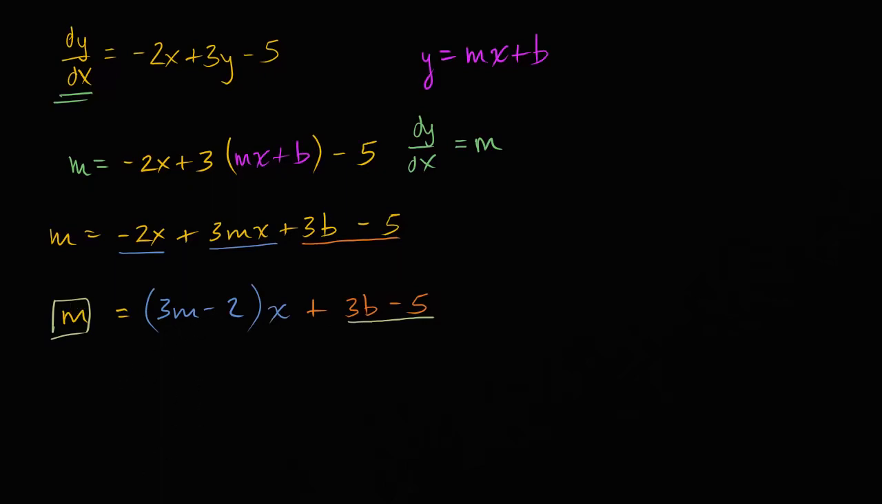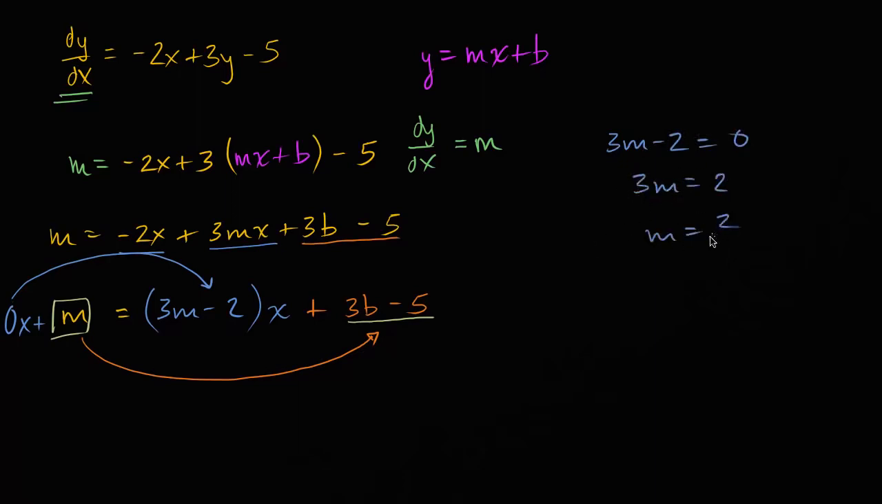Another way to think about it is you could rewrite the left-hand side here as 0x plus m. And so you see, you match the coefficients. So 0 must be equal to 3m minus 2, and m is equal to 3b minus 5. Let's use that information to solve for m and b. We could use this first one. 3m minus 2 must be equal to 0, or 3m is equal to 2, or m is equal to 2 thirds. So we figured out what m is.